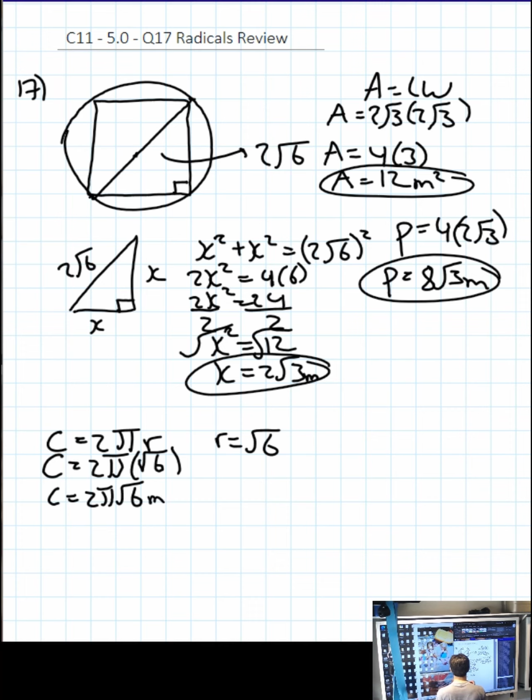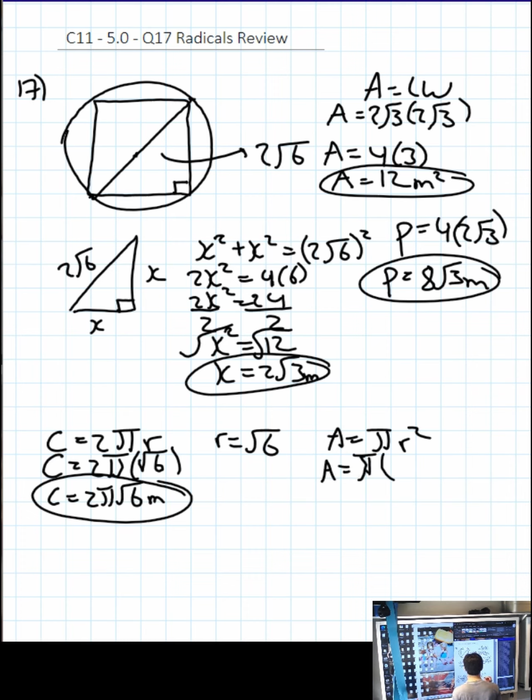Meters, circle our answer. So off to the right, let's say A equals pi r squared. Down the page, let's say A equals pi open bracket, root 6 close bracket squared. A equals 6 pi meters squared. Circle our answer. Let's go.